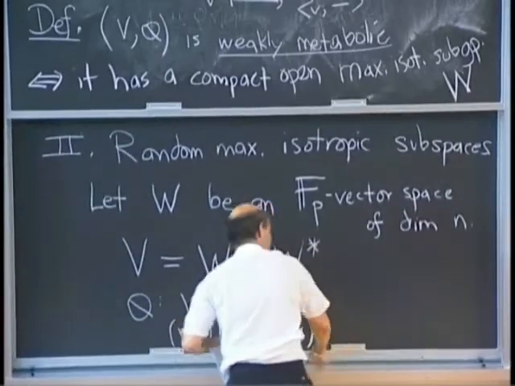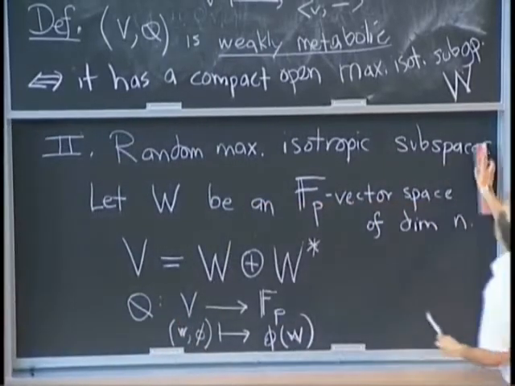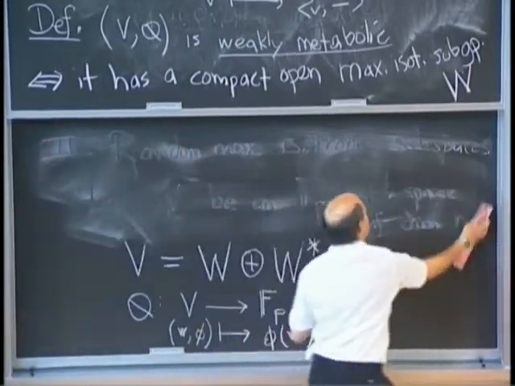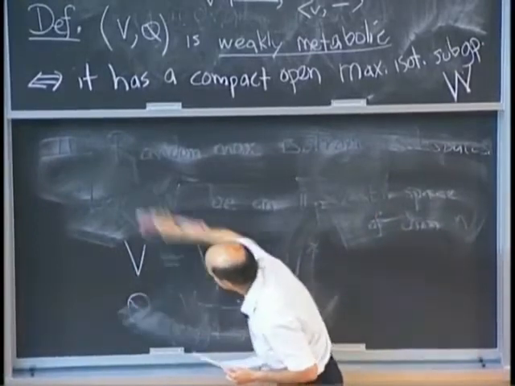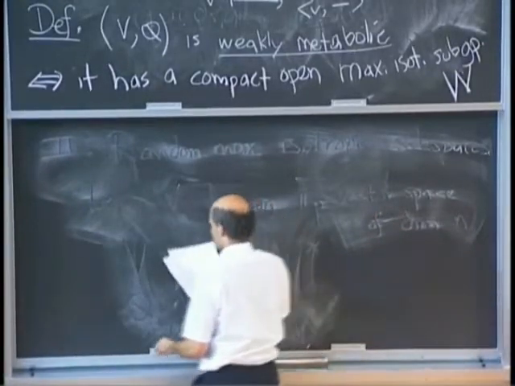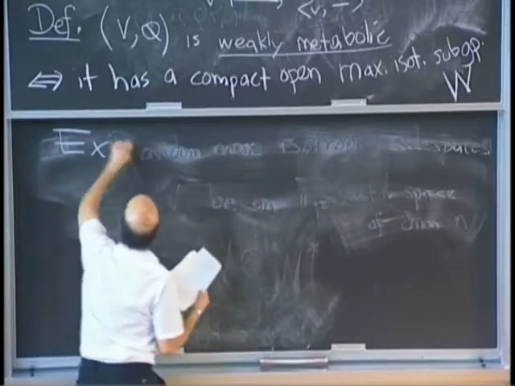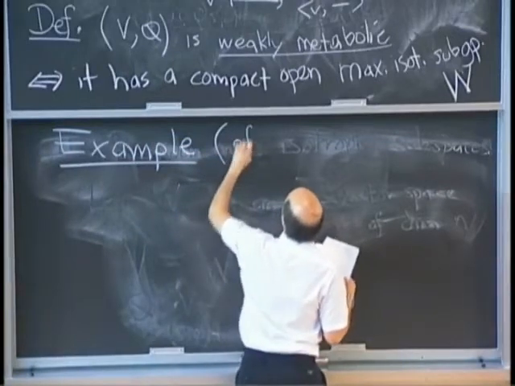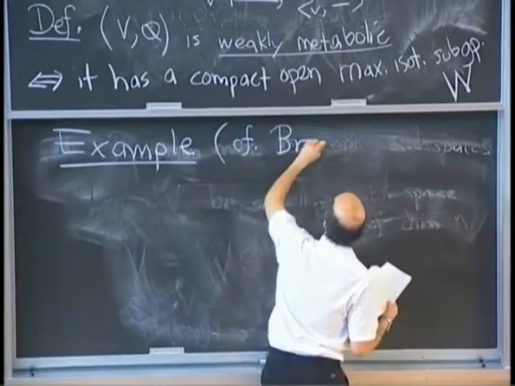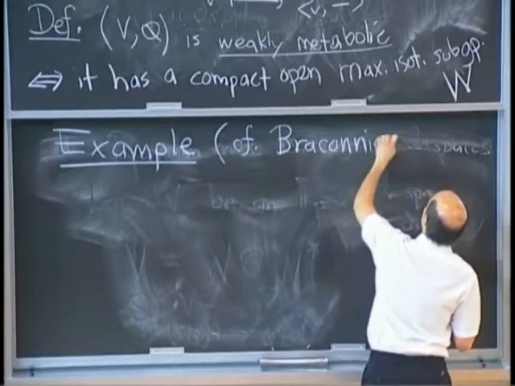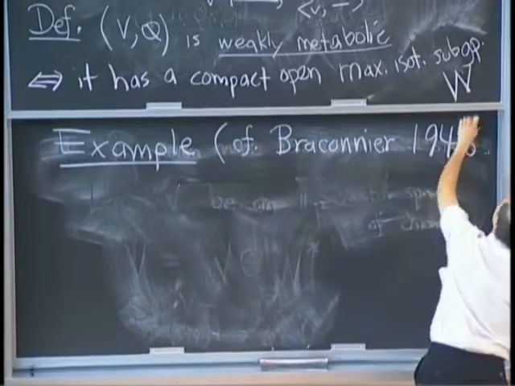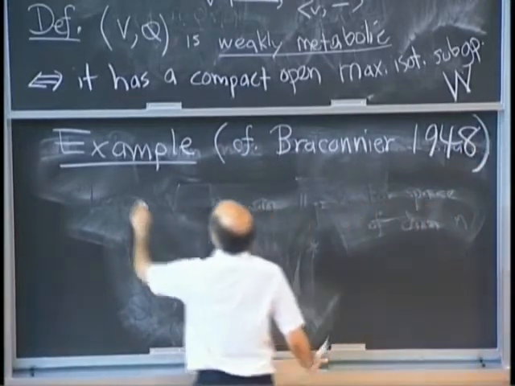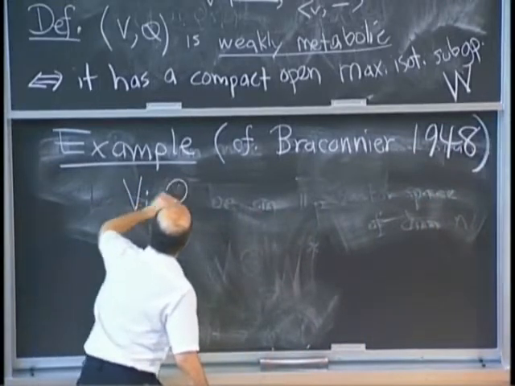Let me give another example of how you can construct these things that's going to be relevant when I go back to talking about Selmer groups. So there's a construction, closely related to a construction of Braconnier in 1948, where you can build these starting from a lot of little examples.